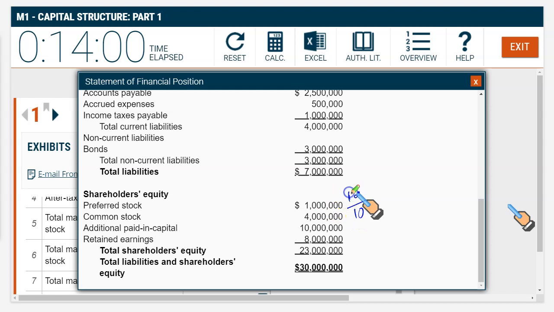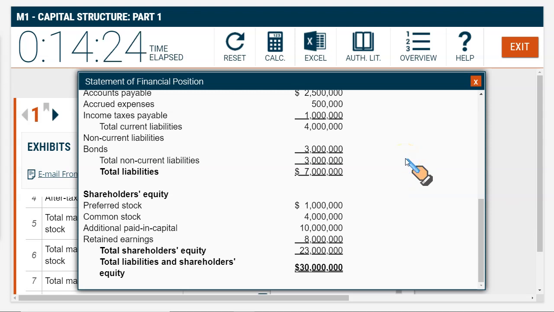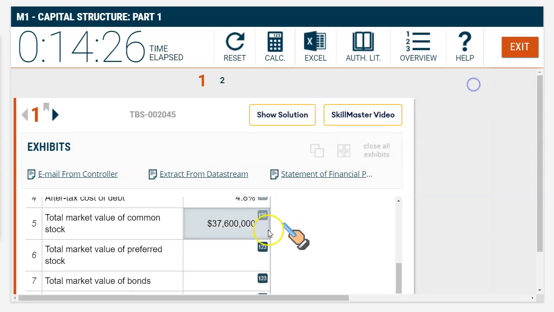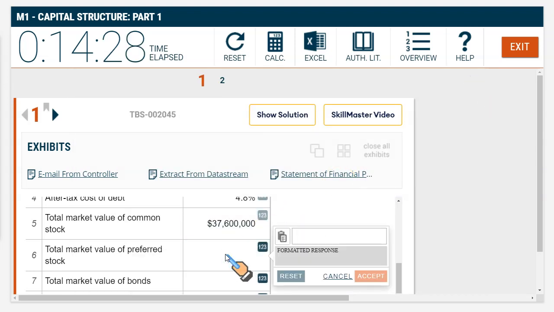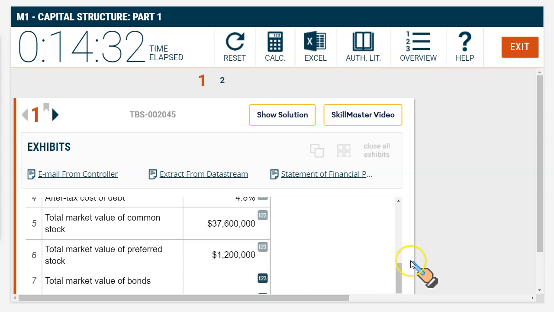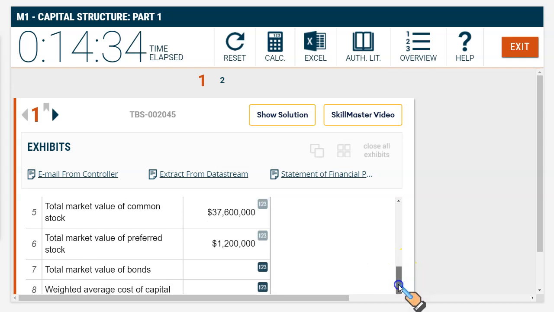So that's the simplest way. Divide by the par, multiplied by the market value. It will give you straight away the market value of the total preferred stock. So 1 million by 10 times 12. Pretty straightforward, $1.2 million. That is the market value of preferred stock. Just plug it in, 1.2 million, and there you go.